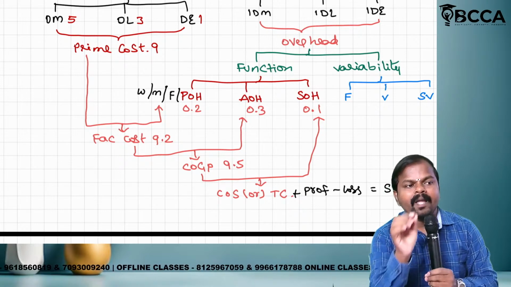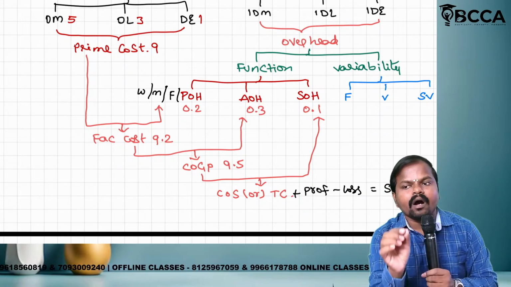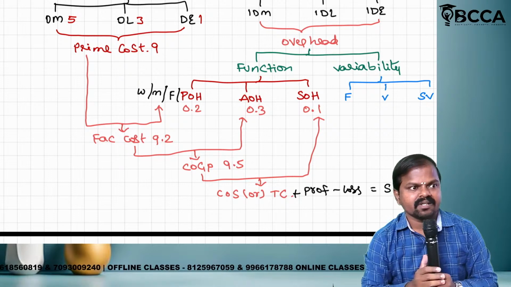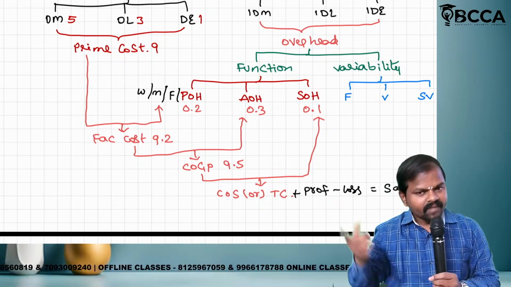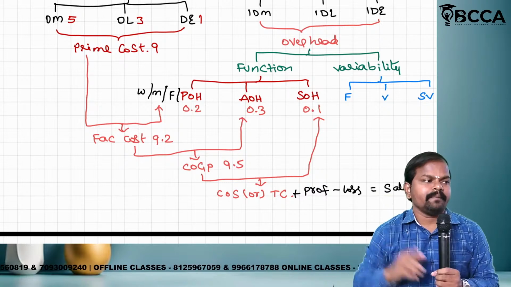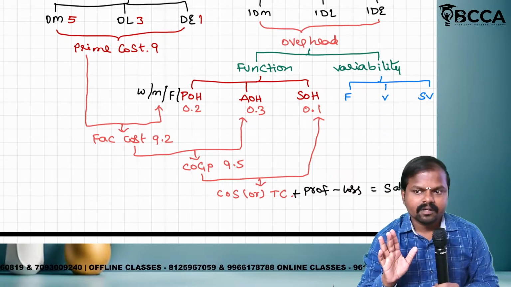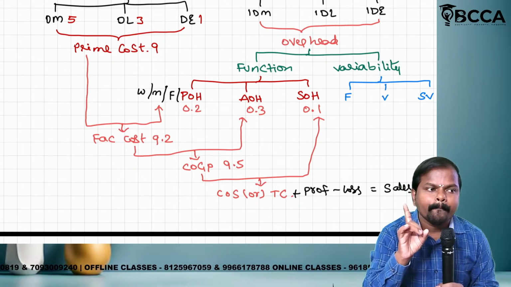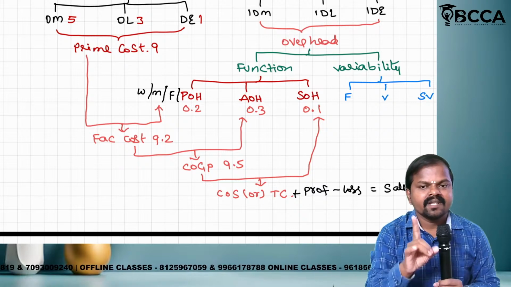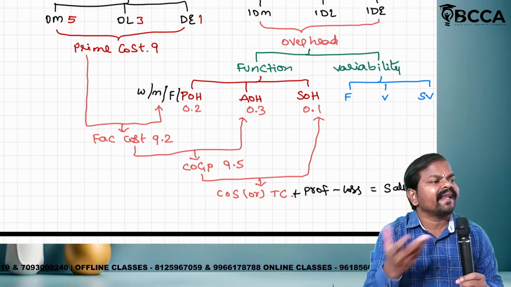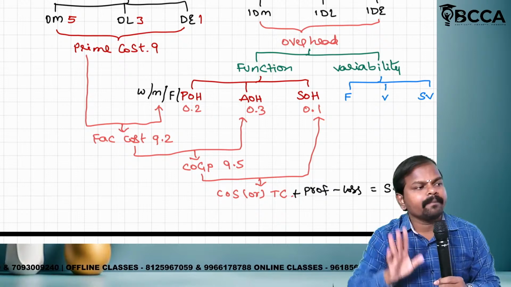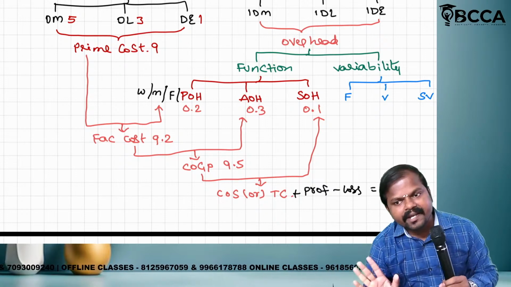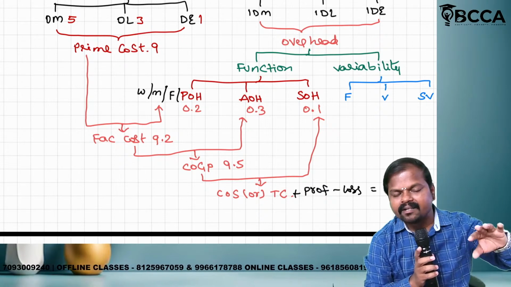GAAP full form is generally accepted cost accounting principles. In accounts they will call it GAAP, and in our costing also GAAP. Is it clear? First priority to whom? CAS. If CAS has not specified anything related to such a matter, then go for GAAP. Is it clear? Excellent.